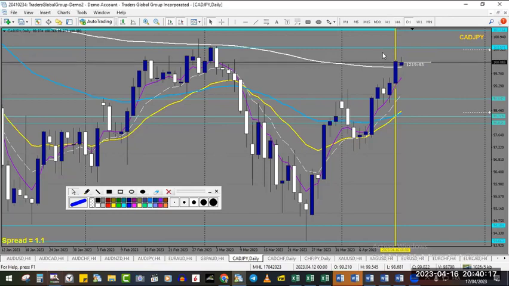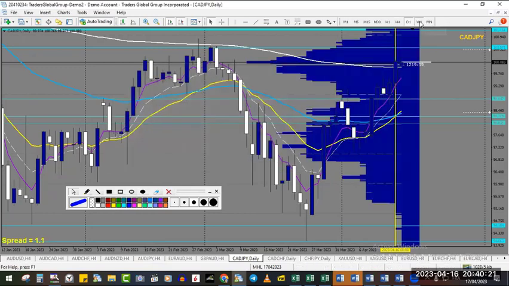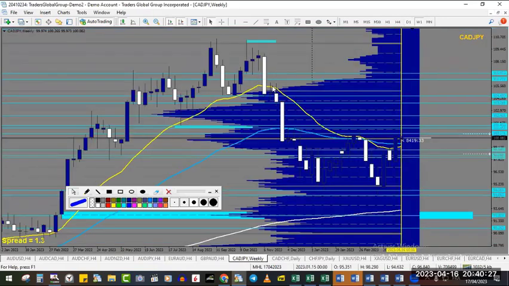Now let's put the volume at price. So the volume at price, we see we have a high volume on the daily right here. Where exactly is the price right now? This is a very, very big spike in volume. And on the weekly, we have the same.